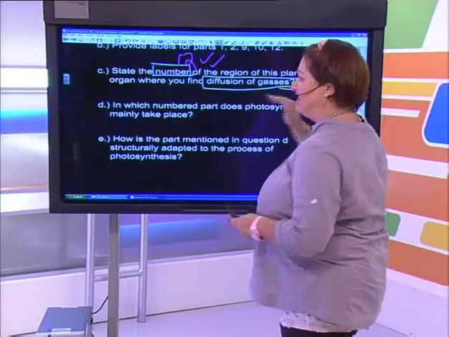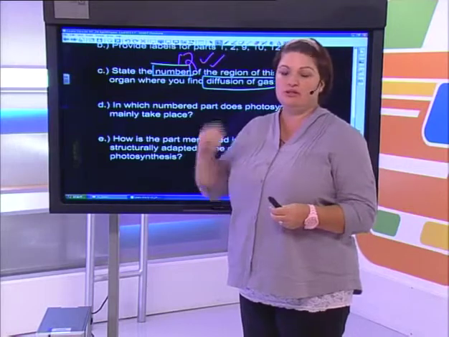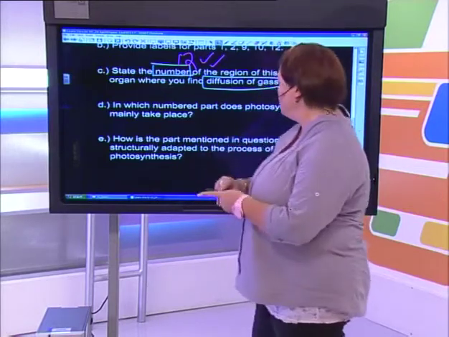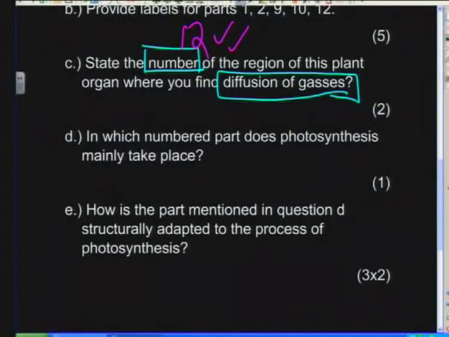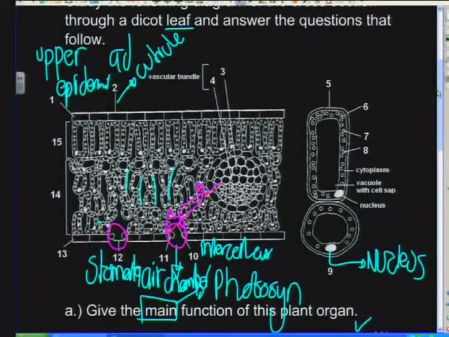Then again, number D, in which numbered part? It doesn't ask you to name it. There's a difference. In which numbered part does photosynthesis take place? Now we know by looking at it which is the main tissue for photosynthesis. Where do you think it's going to take place? If you have a look here, you have two options. Which numbered part? That's the palisade mesophyll.